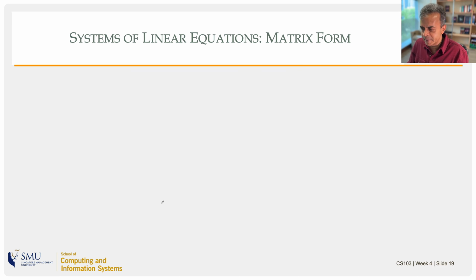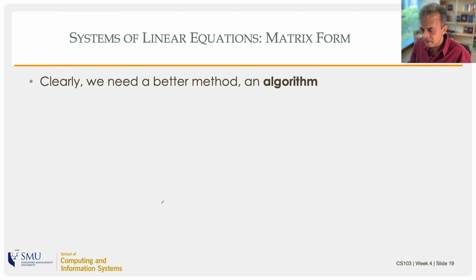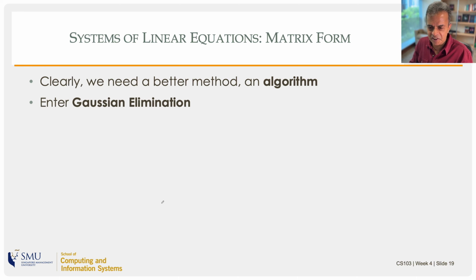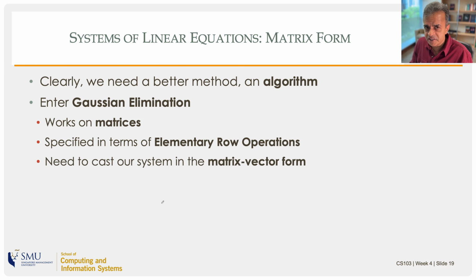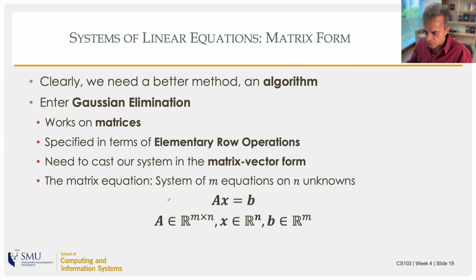So let's look at the matrix form of equations. Clearly, since the situation is so complicated, even in the case of just two variables, we need an algorithm to actually handle this. And that algorithm is Gaussian elimination. It works on matrices and it's specified in terms of row operations, but you have to cast your system of linear equations in a matrix vector form. So this is what we will do.